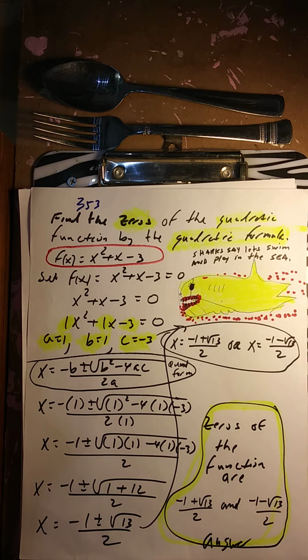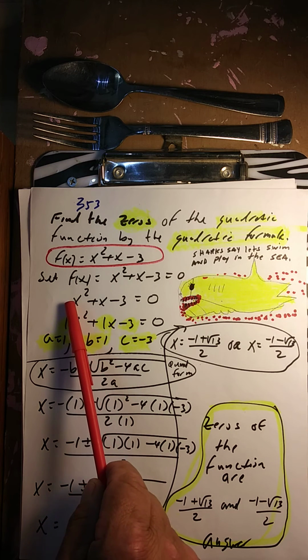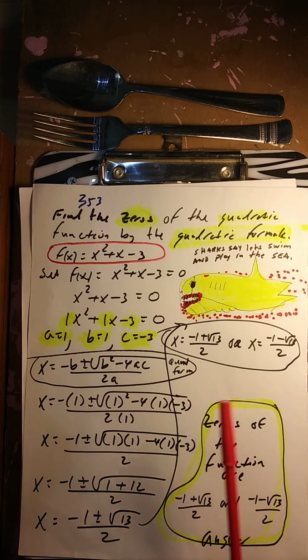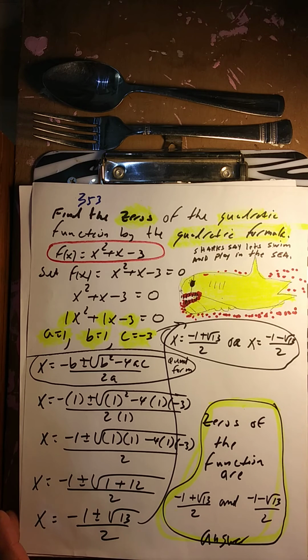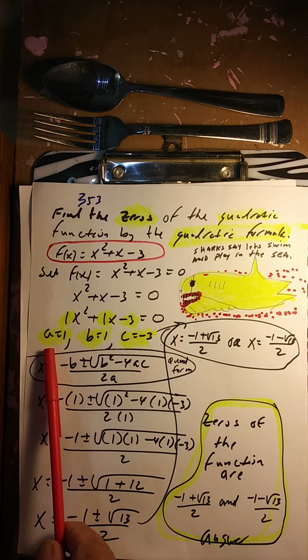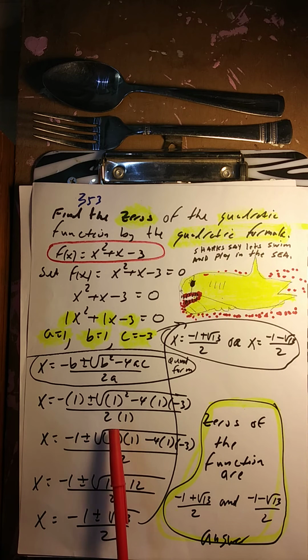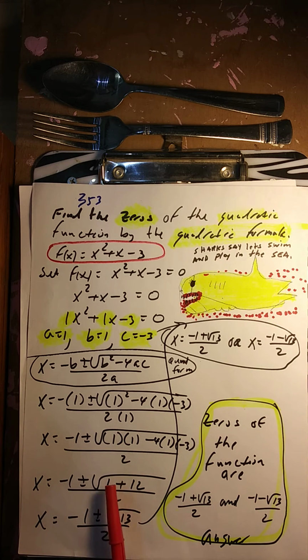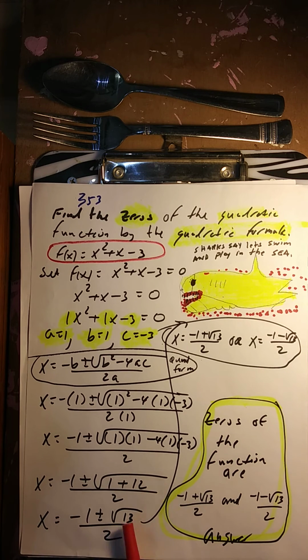Find the zeros of the quadratic function by the quadratic formula. Okay, that's fine. We can do that. So again, I'll just put a 1. See this x squared here? I just put a 1 just to hold the place so I know that it's a 1. So we have A, B, C. Put them in the formula. Negative of that is negative 1. 1 squared means 1 times 1. So 1 plus 12 is 13. There's nothing I can do with that one.